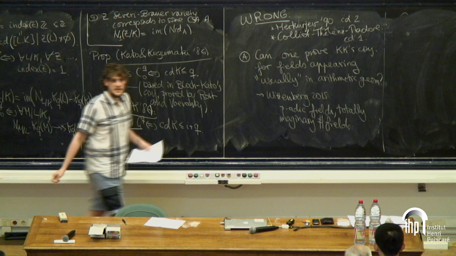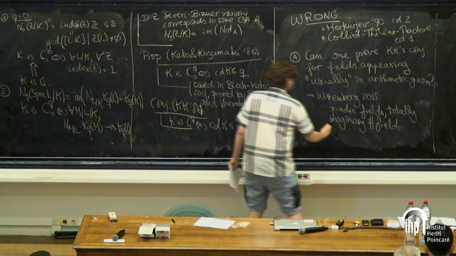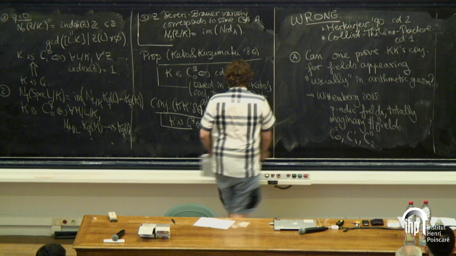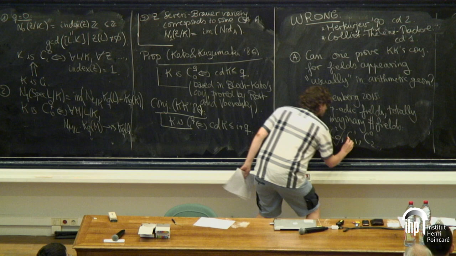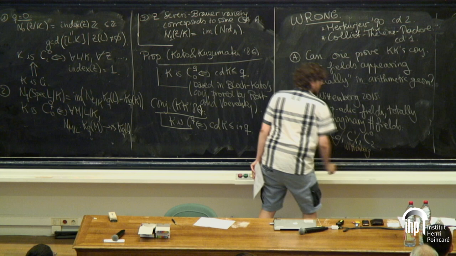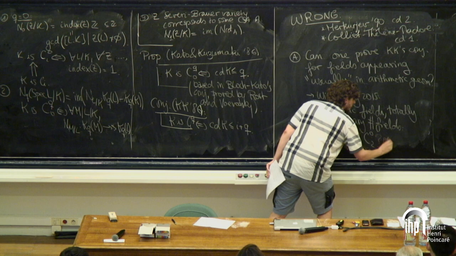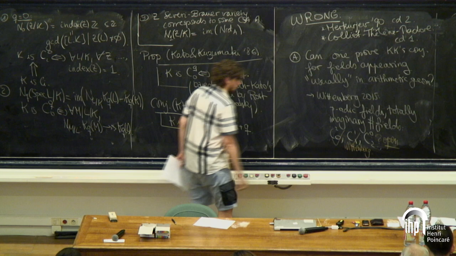well, these are cohomological dimension 2 fields, so you expect them to satisfy three properties, the C_2^0, the C_1^1, and the C_0^2. By this proposition of Kato and Kuzumaki, we know that the C_2^0 property here is OK. Wittenberg proved the C_1^1 property. And the C_0^2 property is still open. But he proved, in particular, the C_1^1 property for these fields.